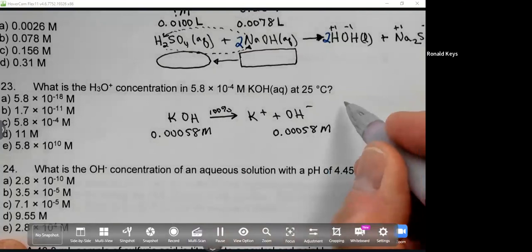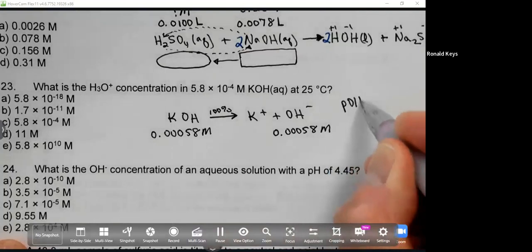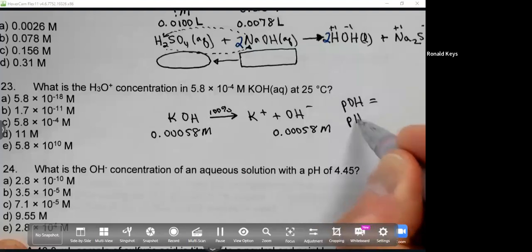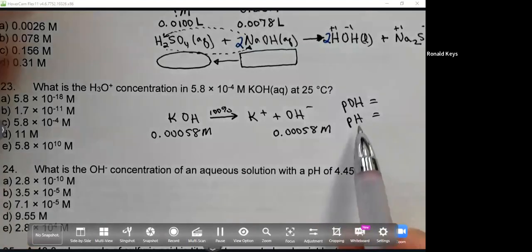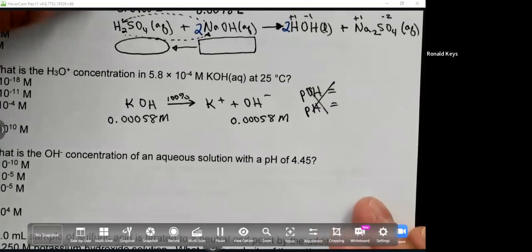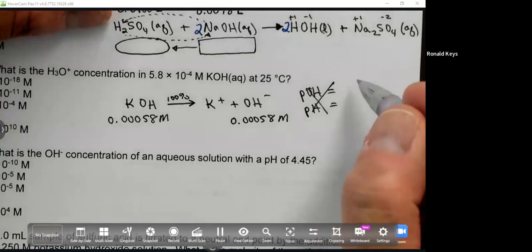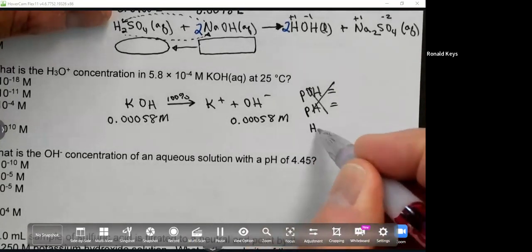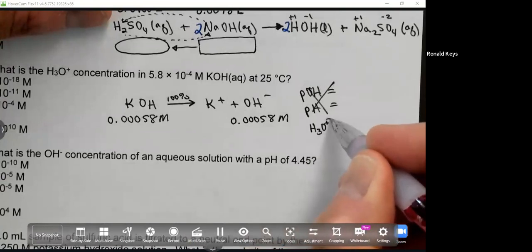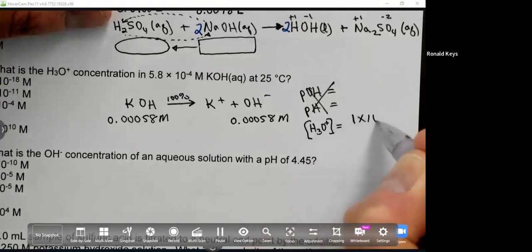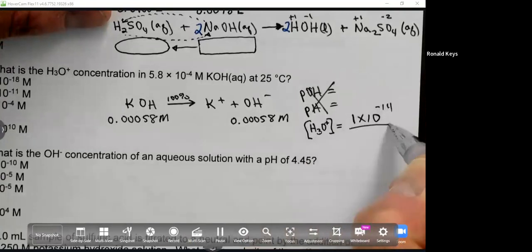That I would calculate the pOH. You get the pH. I mean, well, actually, you don't have to do it that way. Remember, there's like multiple ways to do it. Looking for the H3O plus, I would do it this way then. That's going to be 1 times 10 to the minus 14 divided by your OH minus concentration.